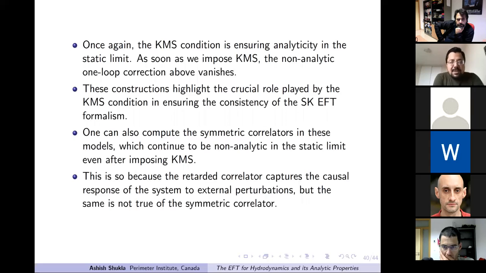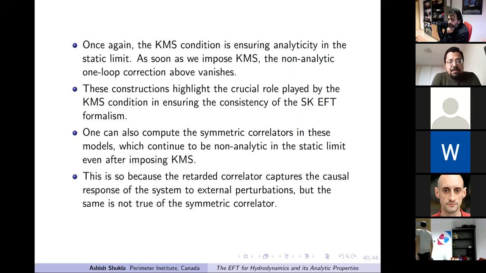These constructions highlight the crucial role that is played by the KMS condition in ensuring the consistency of the Schwinger-Keldysh EFT formalism. Before these calculations, it was not clear what is bringing about this analyticity and how it is built in, but these calculations explicitly show that it's the KMS condition. If it is not imposed, then the relation between the static generating functional, which is a story I discussed in the second part of the talk, and the Schwinger-Keldysh generating functional is somewhat flawed.